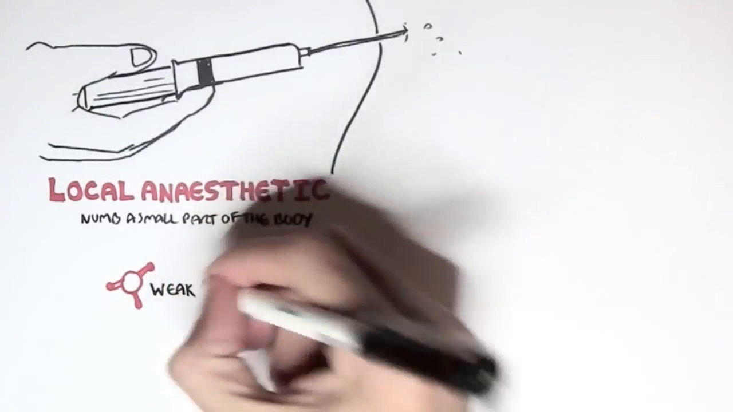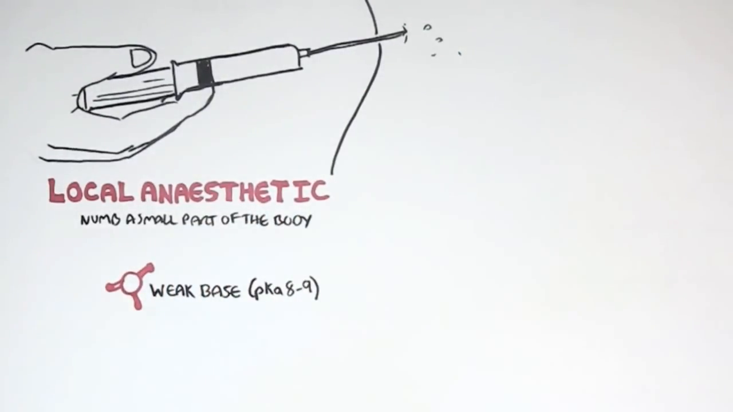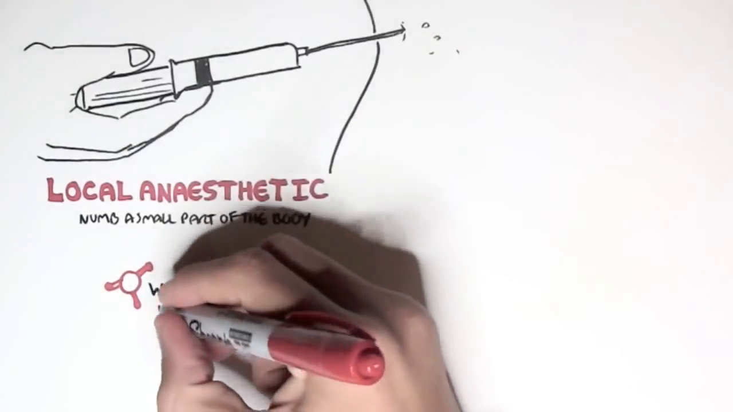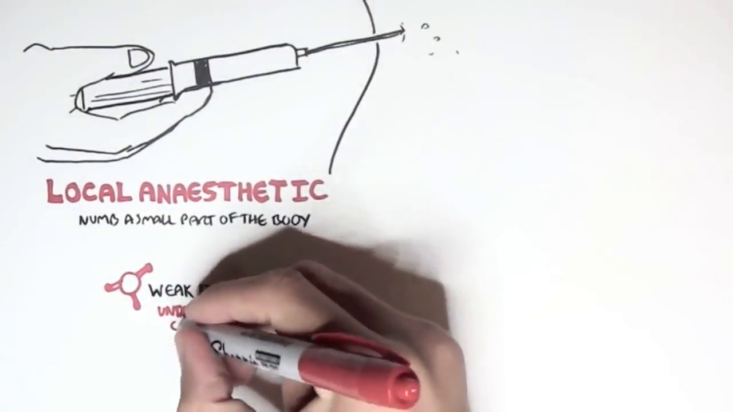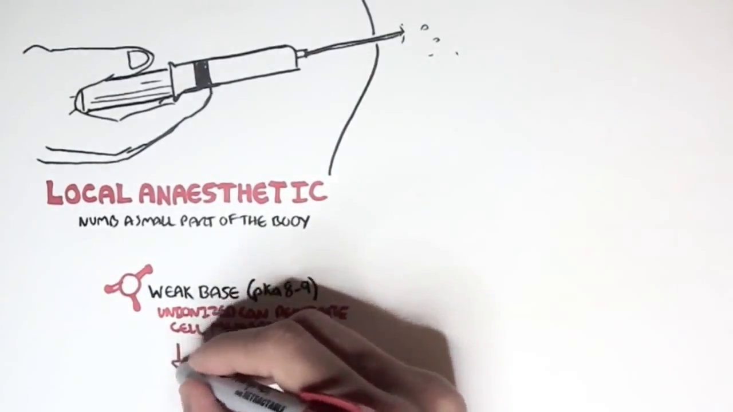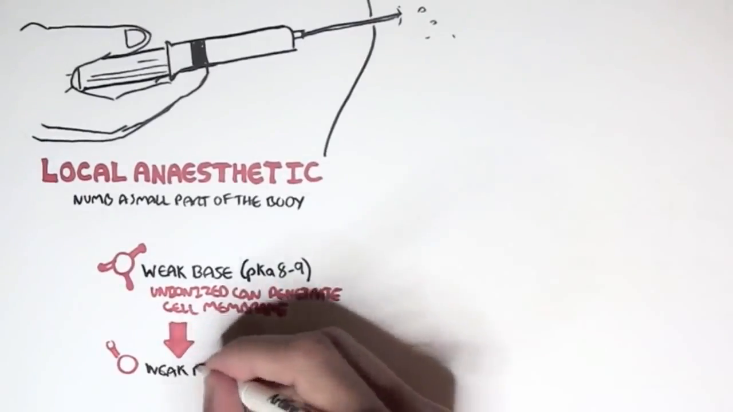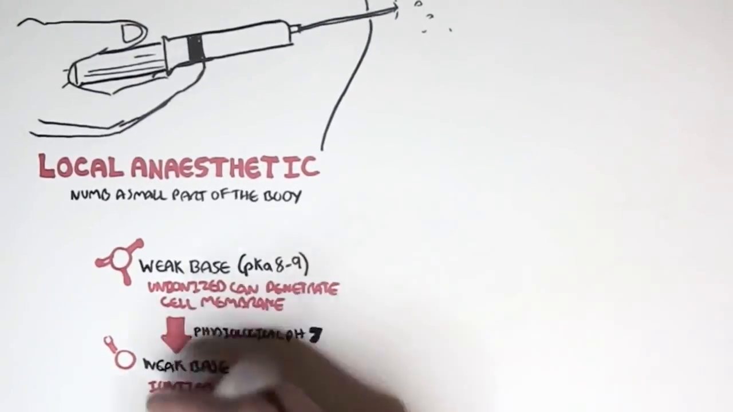Now, a local anesthetic is a weak base with a pKa of about 8 to 9. And in an unionized form, it can penetrate the cell membrane. It is quite effective. However, when it enters a physiological pH, which is slightly acidic, below 7, it will become ionized. And so it cannot penetrate the cell membrane.